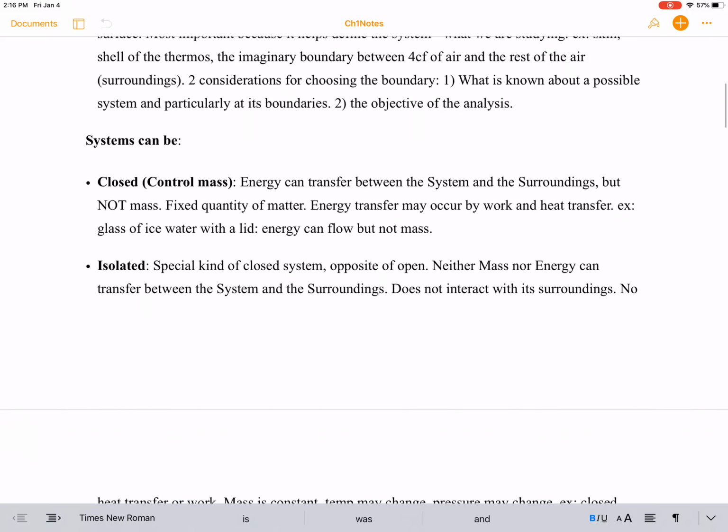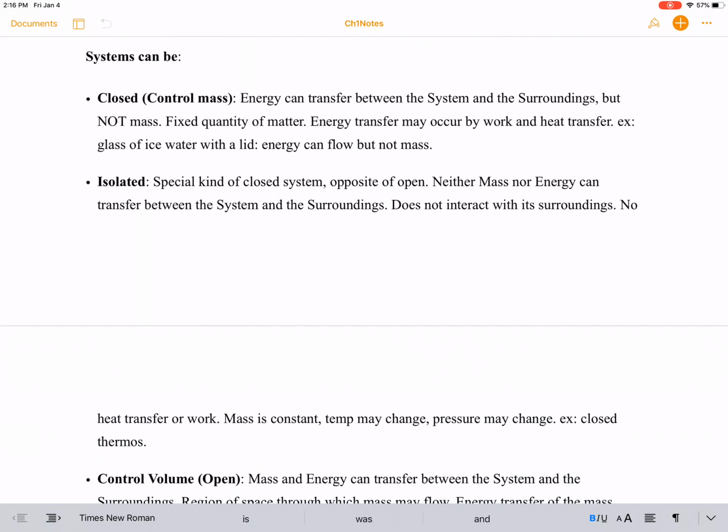We have closed systems and open systems, sometimes called control volumes. But first of all, closed system, where mass is controlled. Energy can be transferred between the system and the surroundings, but not mass. Mass cannot be transferred through a closed system. So you get a fixed quantity of matter, and energy transfer may occur by work or by heat transfer. So for instance, if we had a glass of ice water and we put a lid on it, that would be a closed system.